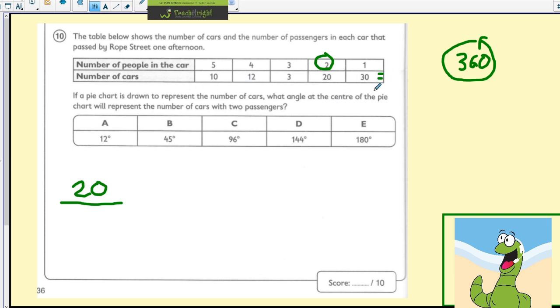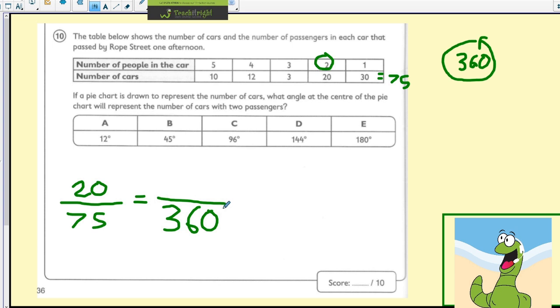So I'm actually going to take a moment just to add these up. So 30 plus 20 is 50. 50 plus 10 is 60. 60 plus 12 is 72. So plus 3, 75. So it's 20 out of 75. But I don't want to know what it's going to be out of 75. I want to know what's going to be out of 360.